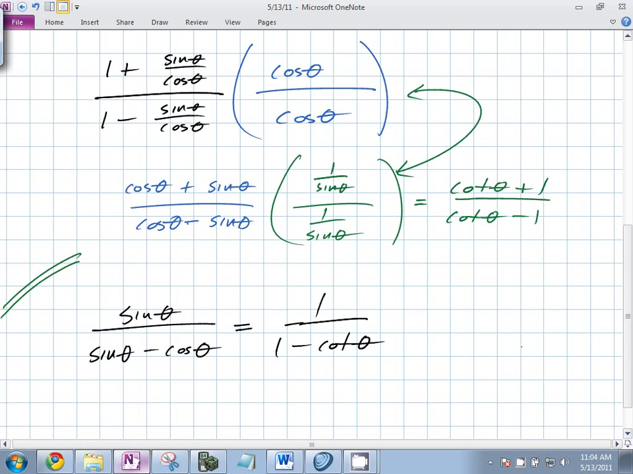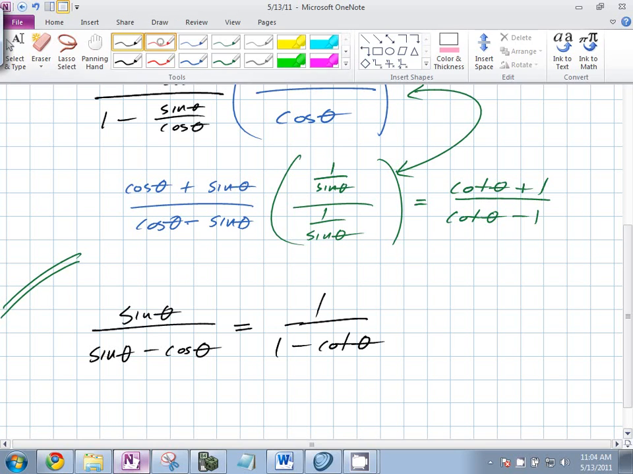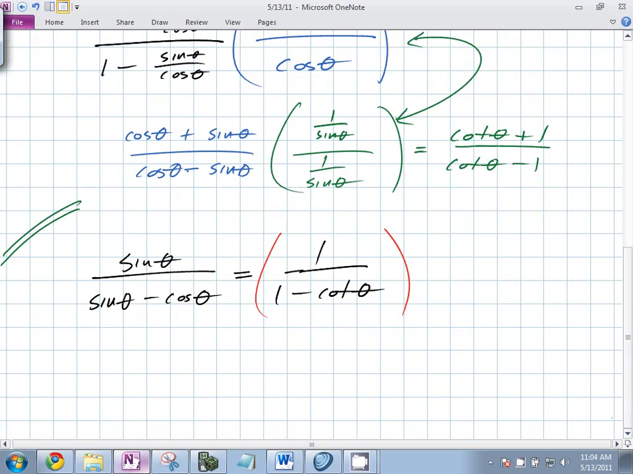You can go left to right. You can. Who did it from right to left? I'm just going to overrule you for this one. Let's go right to left and see. You can tell us if it's faster, okay? So if we start on this side, what should I do? Yeah, so you end up with 1 over 1 minus cosine theta over sine theta.